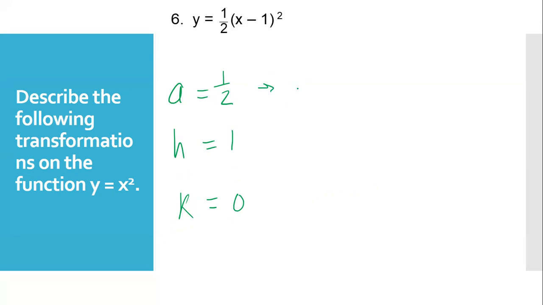That means I have a vertical shrink or compression, whichever one you want, by 1/2. H equals 1. That means I horizontally shift, if you're going right, so I'm going to horizontally shift right 1. And if K equals 0, that means no vertical shift, right?